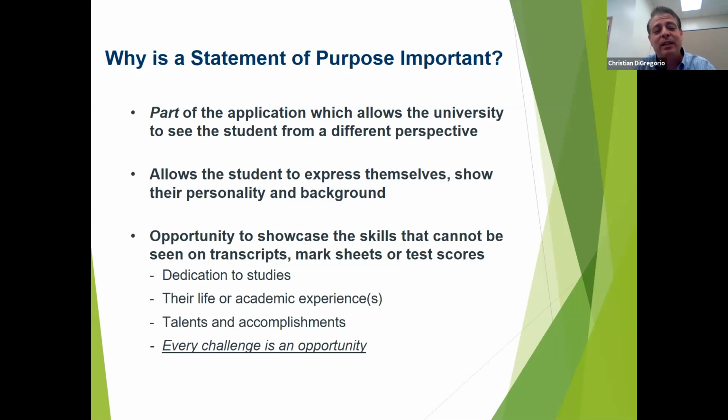I immediately picked up the phone. I called the school and said, I need to speak with this girl. This is probably the best essay I've read in 17 years. Of all the essays, that was the best one. So if you really approach this as an opportunity and have that mindset, you'll get so much more out of it.